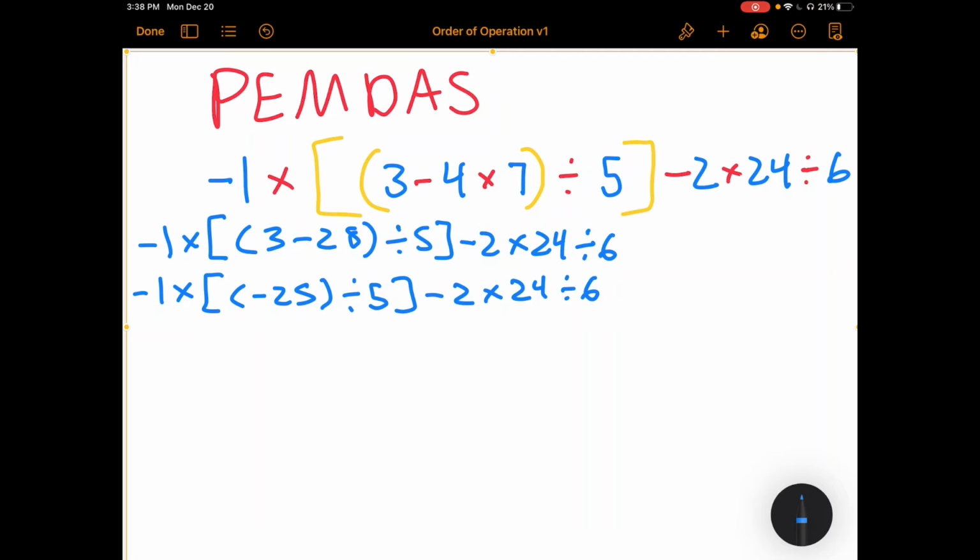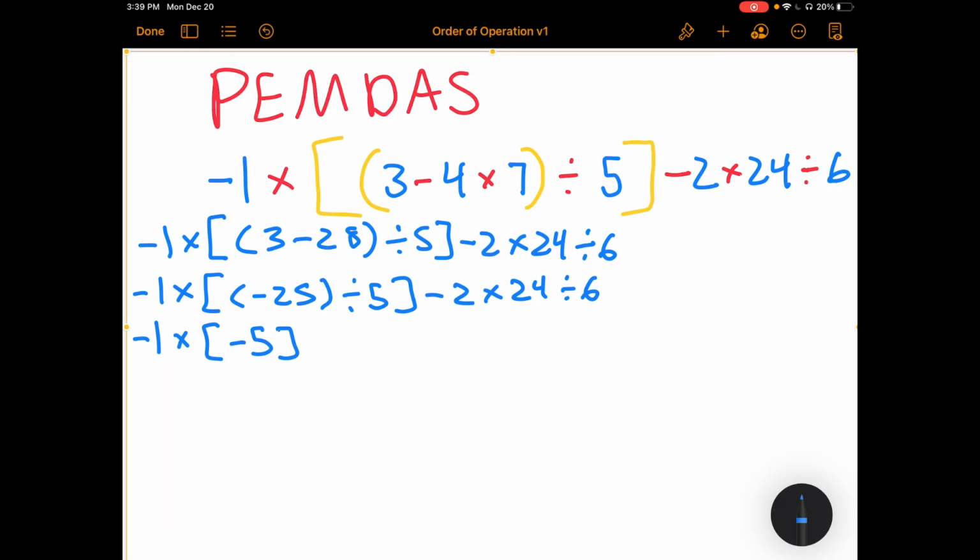Okay, now we're on to the next step. We still have parentheses, and we're inside of our parentheses now. We have the -25 in that innermost, but there's no operation there, so there's nothing to do with that inner parentheses. Now we can just consider the brackets. Let's start there with the -1 times, open bracket, -25 divided by 5. That's going to give us a -5.